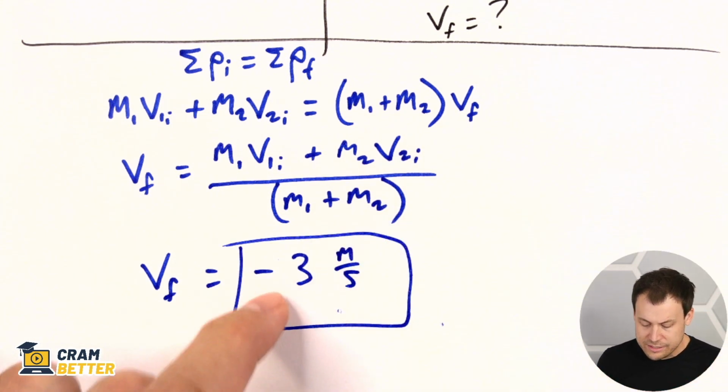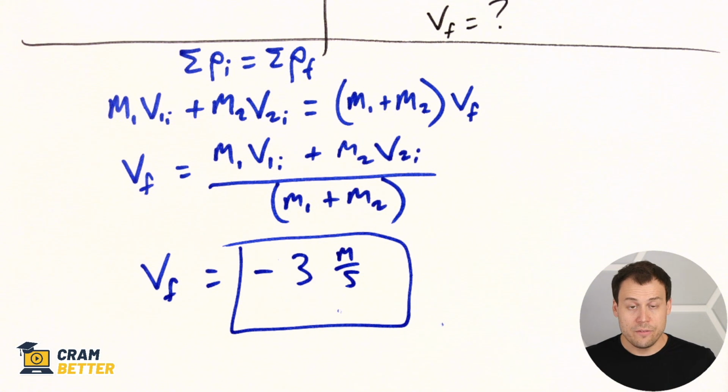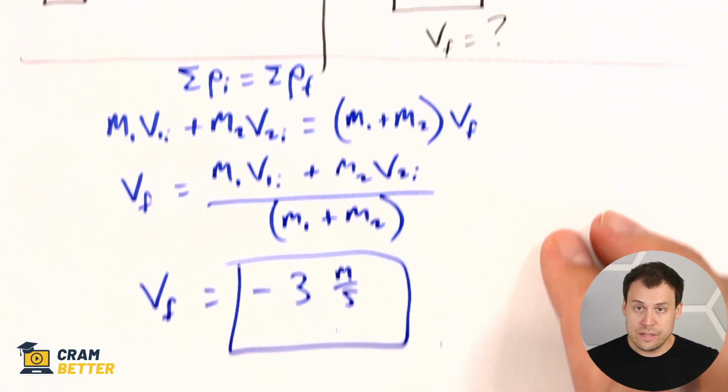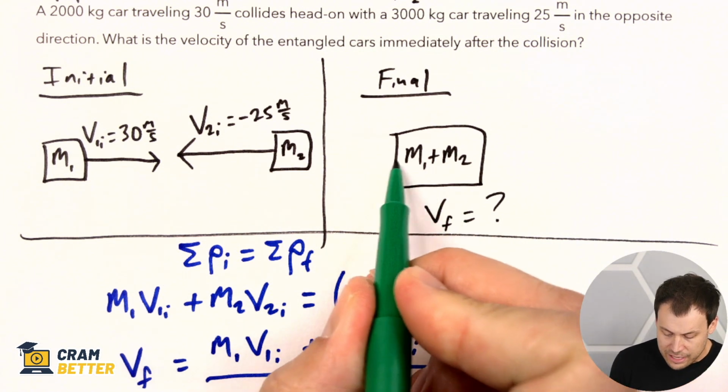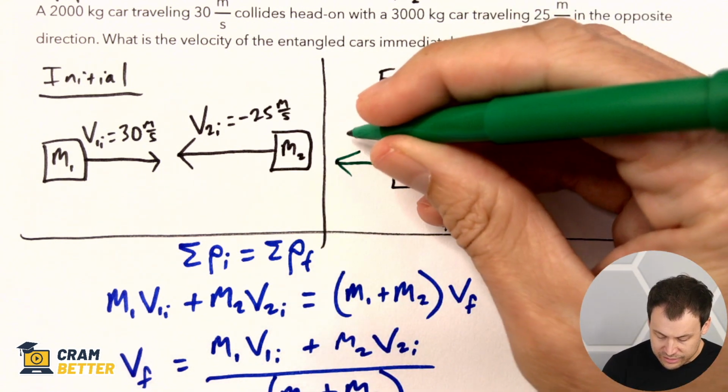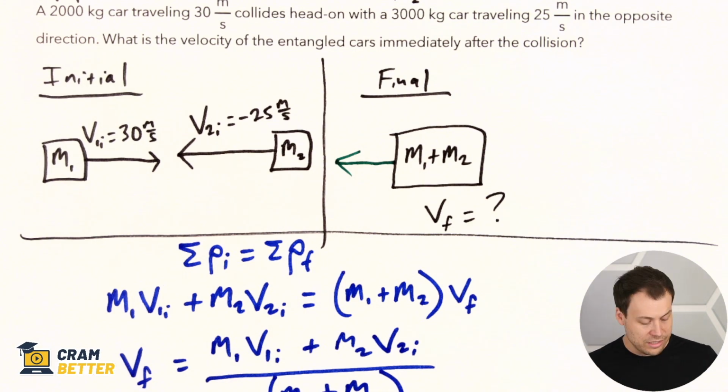Being careful with our signs allowed us to discover that the final velocity was negative in the X direction, which means we can go back to our picture if we want to, and we can say with confidence now that this little mess is heading in that direction. So the velocity is in fact in the minus X direction.